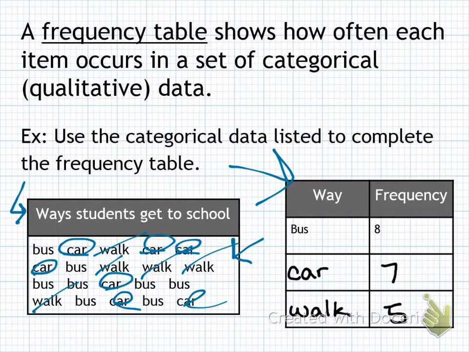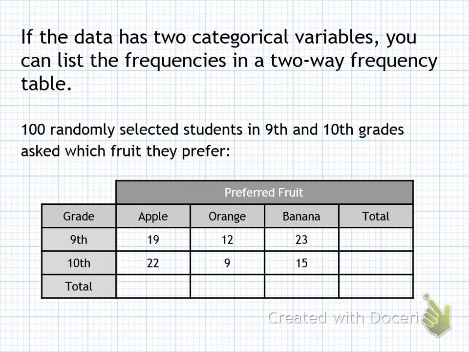Okay, and then sometimes we want to be more specific, so maybe there are 2 different types of categories. So if there are 2 categorical variables, in the example below here we have grade and we have preferred fruit. So not only am I asking a bunch of people which fruit they prefer, I also am interested in whether they're in 9th grade or in 10th grade. Okay, so we call this a two-way frequency table, and it makes a grid. So we have 100 randomly selected students, and they're asked which of these 3 fruits they prefer. And we want to complete the table.